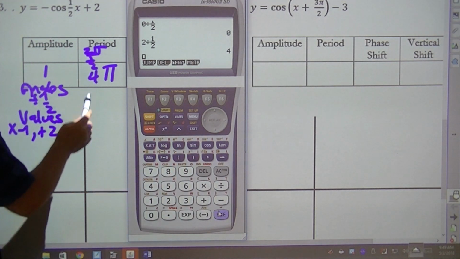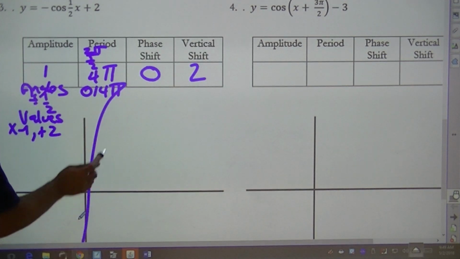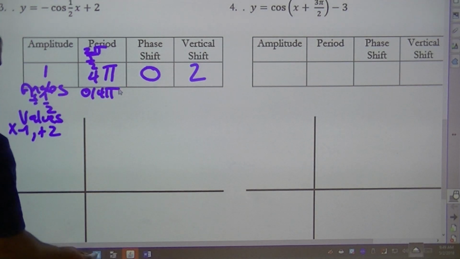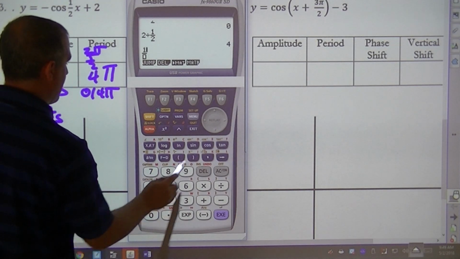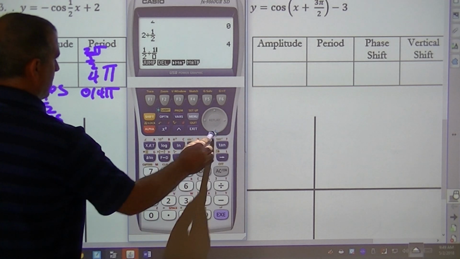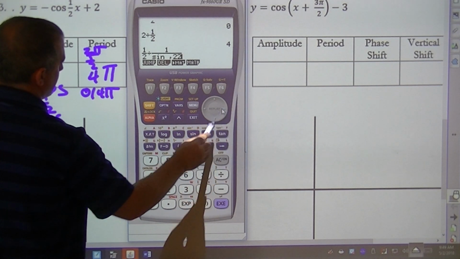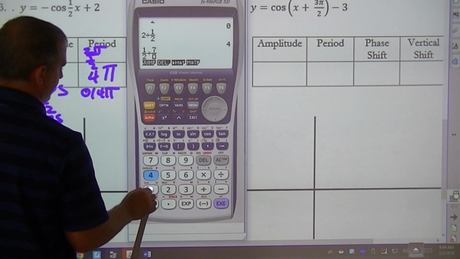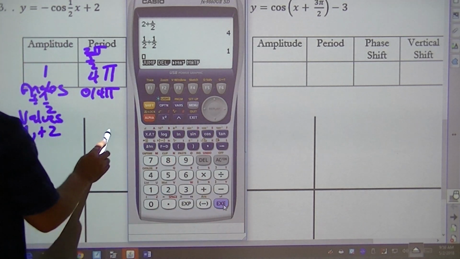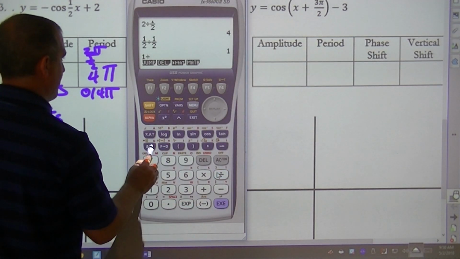Which is 4. Okay, so 0 and 4 pi. Okay, then I would do pi over 2, so 1/2, divided by a half. Sorry, my calculator's being all kinds of crazy. That's 1 pi. Then I got 1 divided by a half.